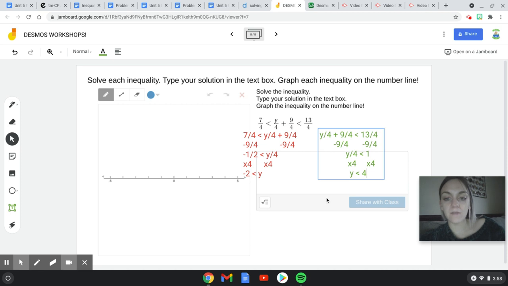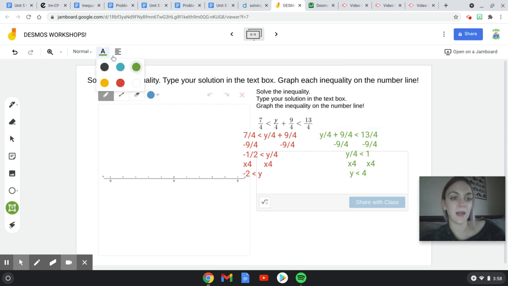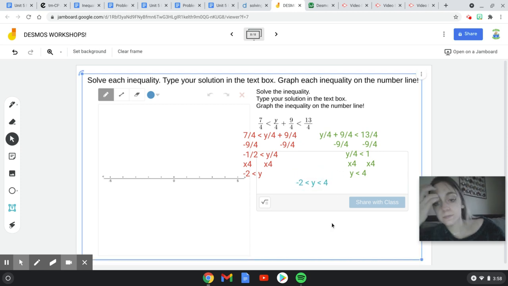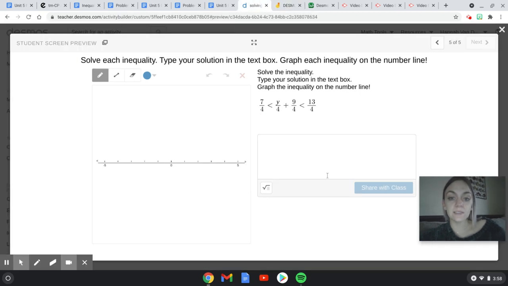So now I've got my two pieces of the inequality. I'm going to put them together. So negative 2 is less than y, which is what I have in red. And then I have y is less than 4 in green. That is my solution. Now, if I'm ready to graph this, I've got negative 2 is less than y, is less than 4.